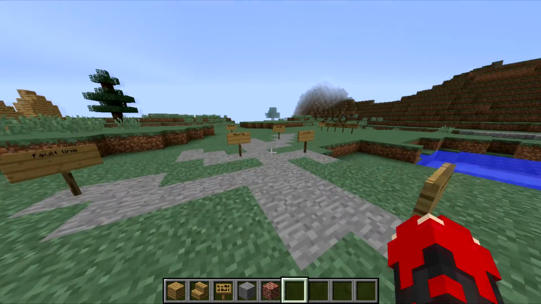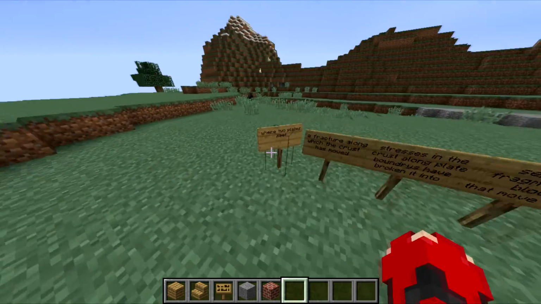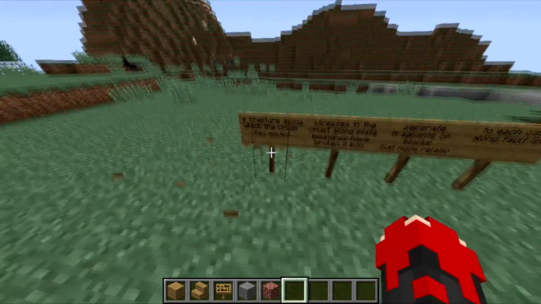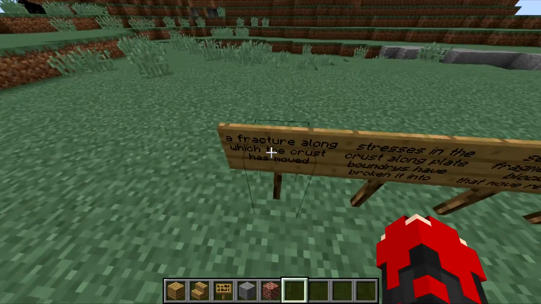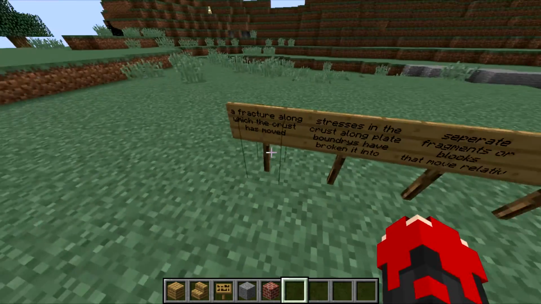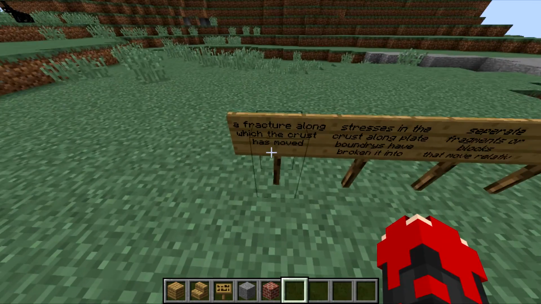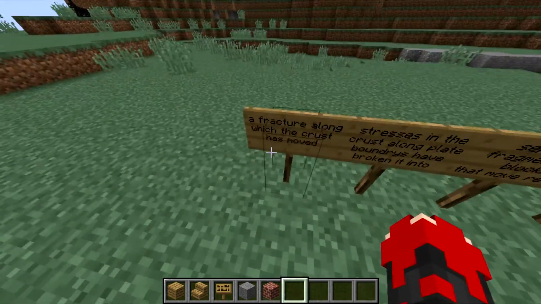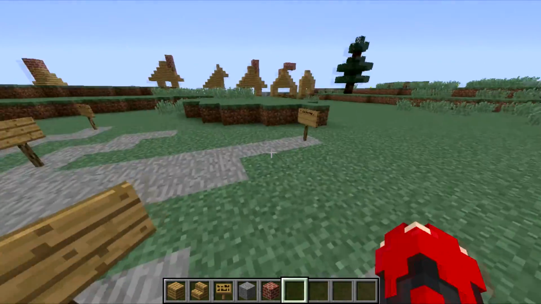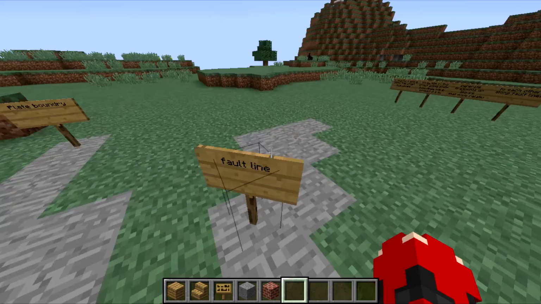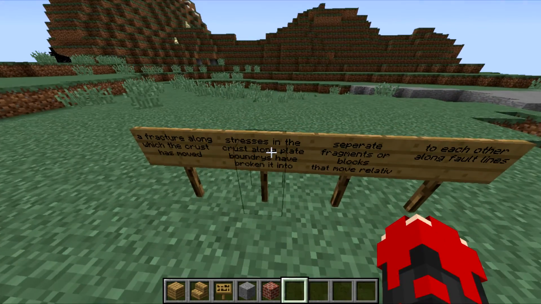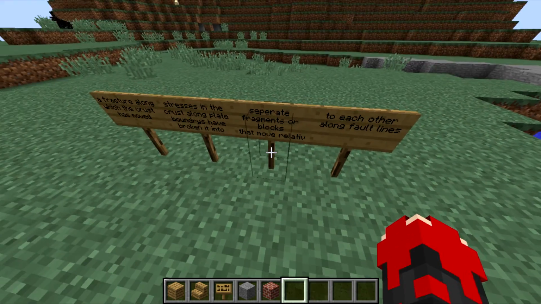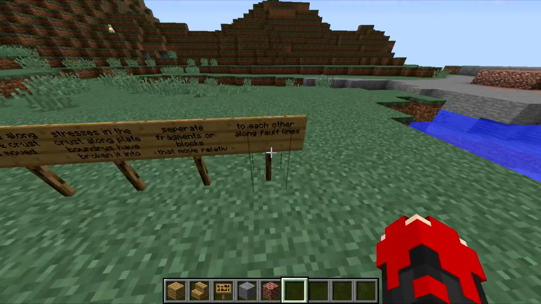So yeah, I've actually already written it down, so I was slapping myself on the forehead right there. But here we are, again, we'll just go over it. A plate boundary is where two plates meet. And this is a fault line, which is a fracture along which the crust has moved. So that's the main fault line going through there, and then it's fractured off into fault lines. Stresses in the crust along plate boundaries have broken it into separate fragments or blocks that move relative to each other along the fault lines.